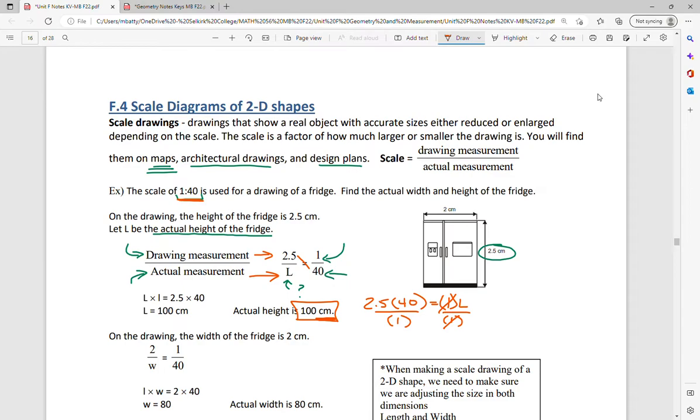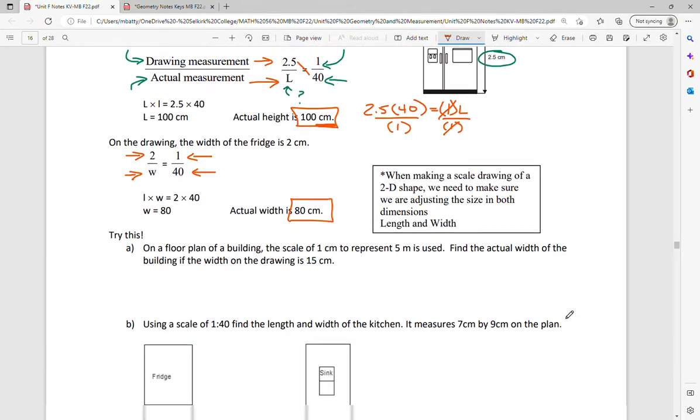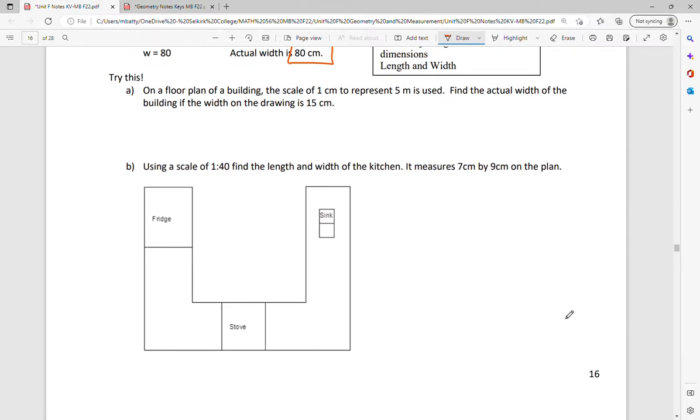The next example on the page does the same thing for the width. And so you take the drawing, 2 centimeters, over whatever the width is in real life, would be proportional to this scale that you were given about this drawing. And so in that way, you can determine in real life what would the width of the fridge be. You can always include the units as you do the calculations.